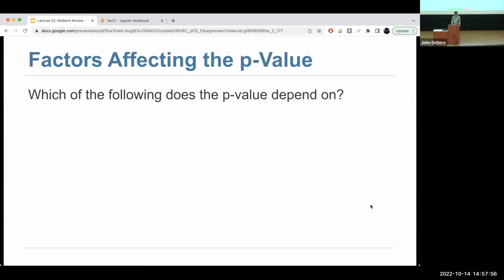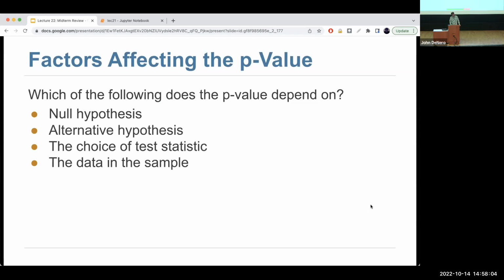Factors affecting the p-value. We kind of went through these, but here's a question you might see. Which of the following does the p-value depend on? The null hypothesis, the alternative hypothesis, the choice of the test statistic, the data in the sample, the p-value cutoff. What do you think? Talk to the person next to you.